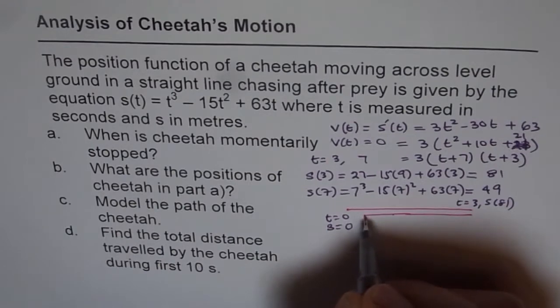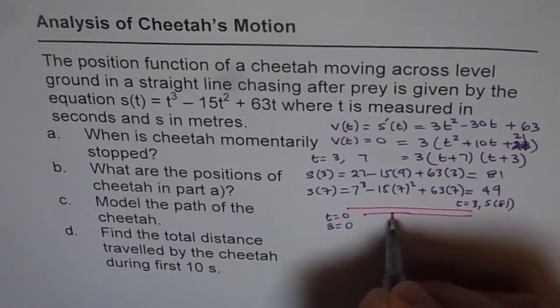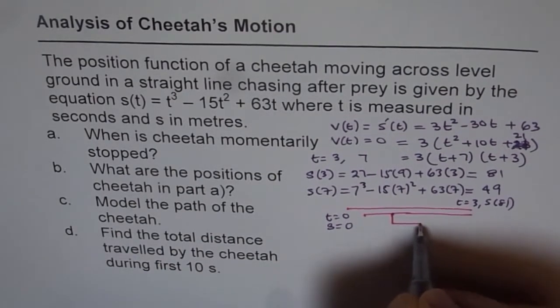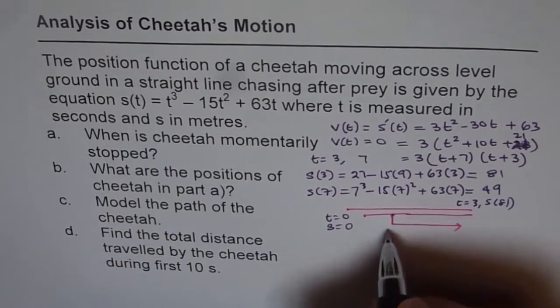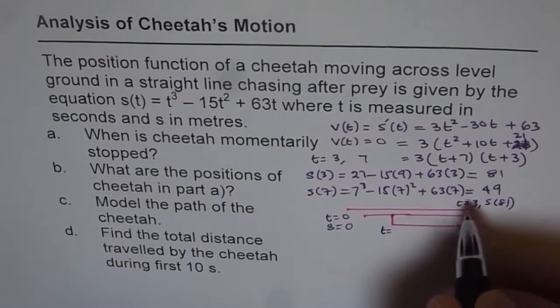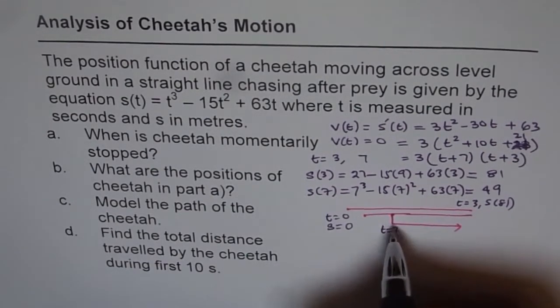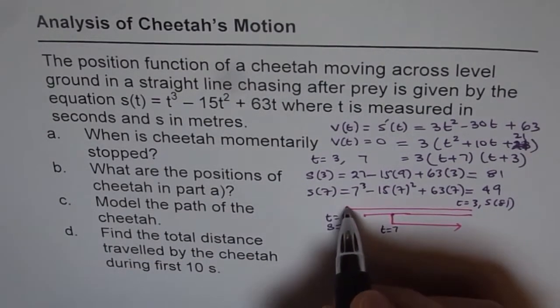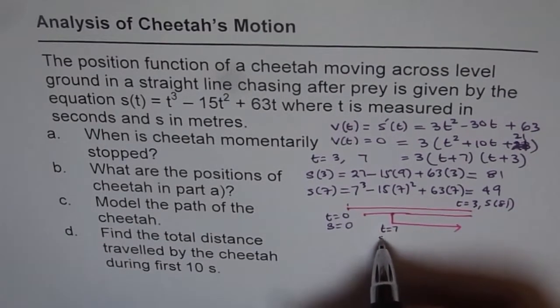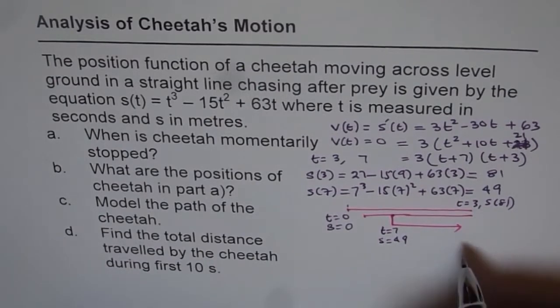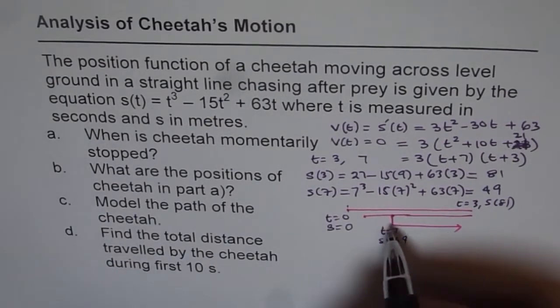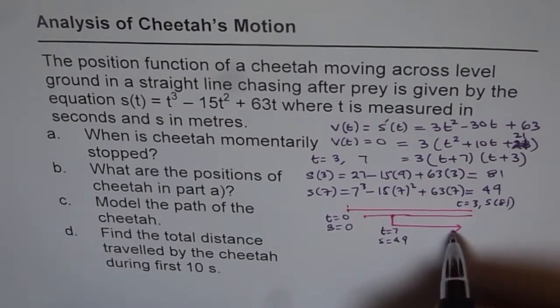So now we have moved. Let's say it's this point, and then it goes back in this direction. Now at this point, we have t equals 7, and the displacement is always from the initial position, s equals 49. Correct? So that is the kind of path it follows, right?